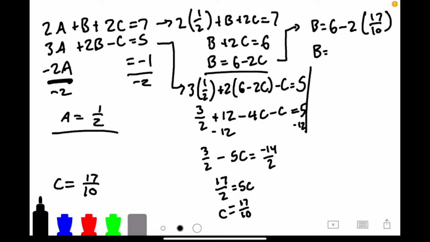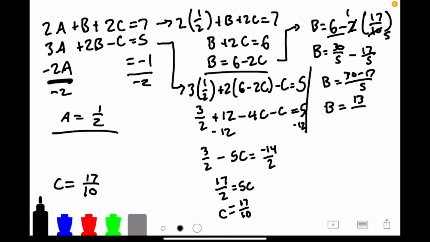b equals, let's see here. This 2 and this 10 will cancel out, so we can put a 1 here, and this becomes a 5. So we can put the 6 in terms of 5. So 6/1 equals x over 5. Cross multiplying, we get 30. So 30/5 minus 17/5. b equals 30 minus 17 over 5, since you can combine the fractions. Thus, b is equal to 13/5.